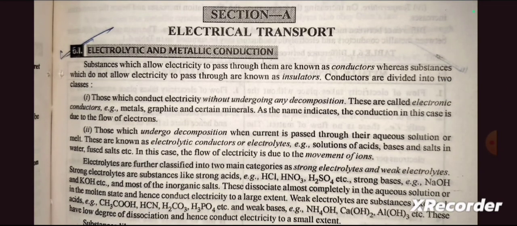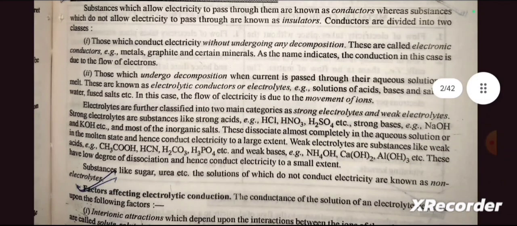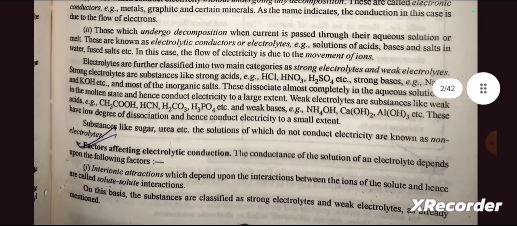Substances which allow electricity to pass through them are known as conductors, whereas substances which do not allow electricity to pass through are known as insulators. Conductors are divided into two classes. First, those which conduct electricity without undergoing any decomposition. These are called electronic conductors, that is, metals, graphite, and certain minerals. As the name indicates, the conduction in this case is due to the flow of electrons.